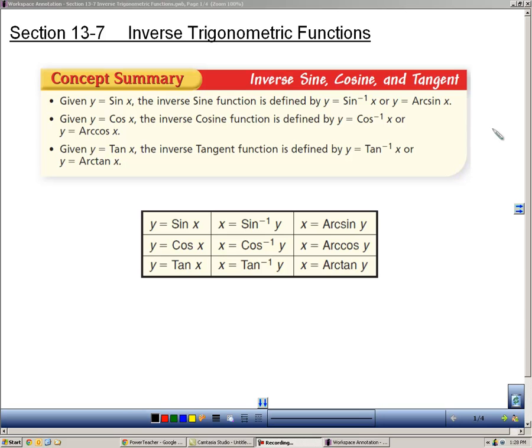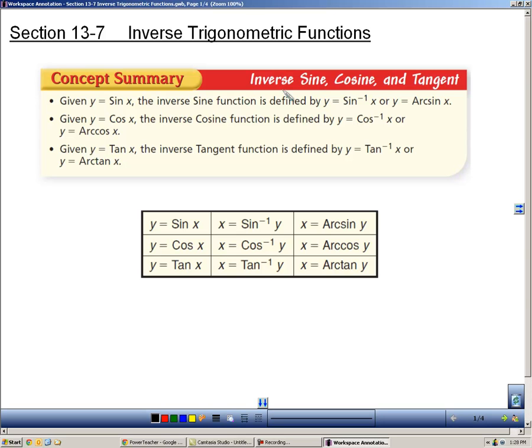Section 13.7 is about inverse trigonometric functions. Inverse functions are something that we've actually used a few times in the past couple of sections. And Section 7 has more than what I'm about to show you, but I'm just going to give you the basics of the inverse functions that we need to know, and then we're going to move on from there.